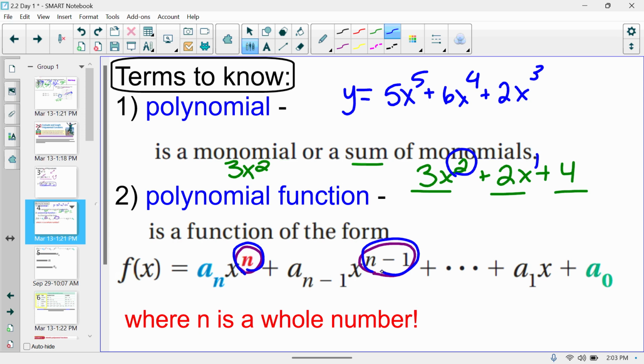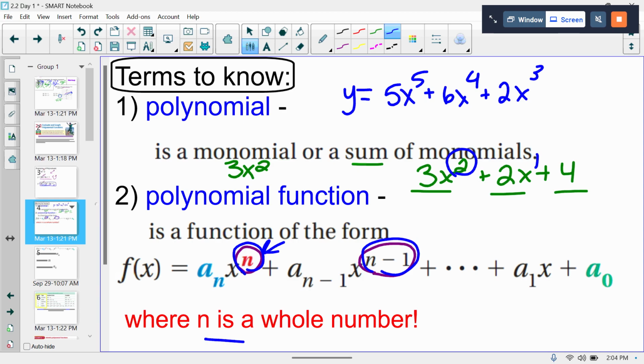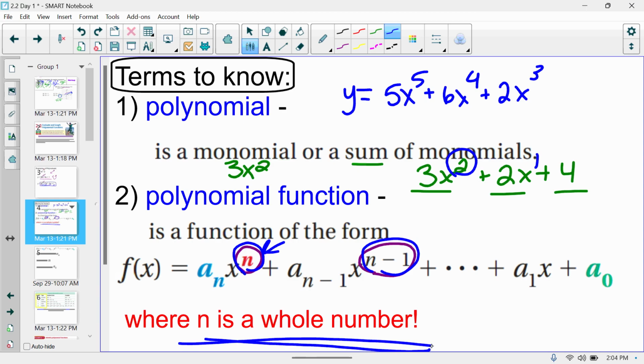So to be a polynomial, this is really important, this exponent has to be a whole number. If it were a decimal exponent, that's not a polynomial. Or if the exponent was a negative number, it's not a polynomial, because literally the definition of a polynomial says that n, the exponent, has to be a whole number.